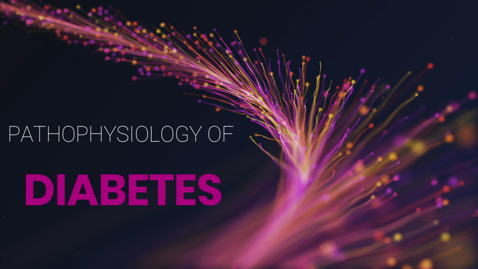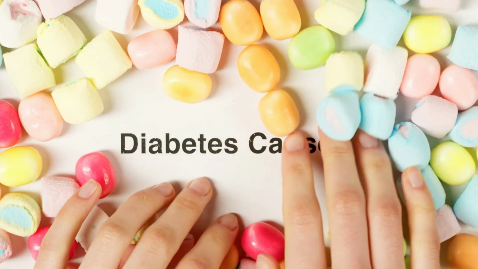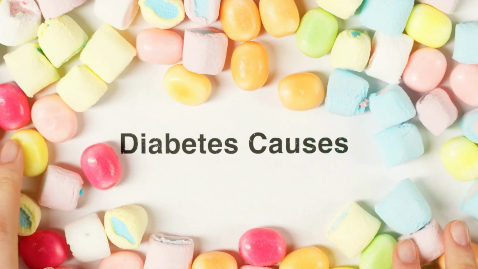Now let's talk about the pathophysiology of diabetes. The cause of clinical diabetes is always a deficiency of the effects of insulin at the tissue level. Primarily, there are two types of diabetes, type 1 and type 2.